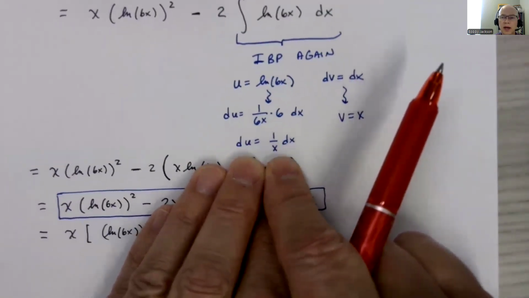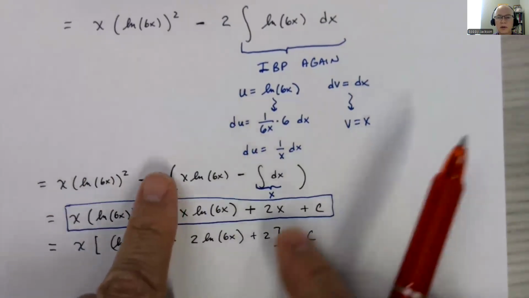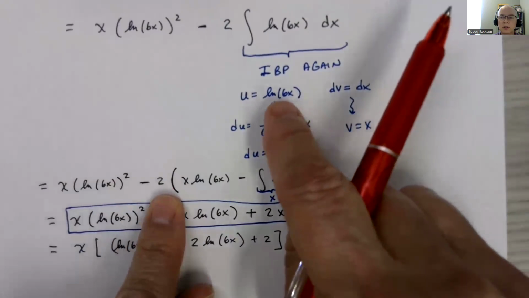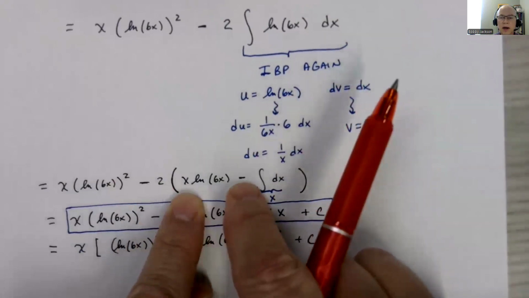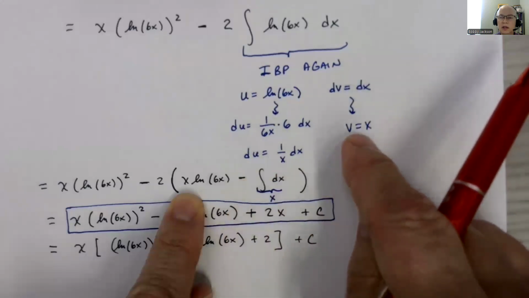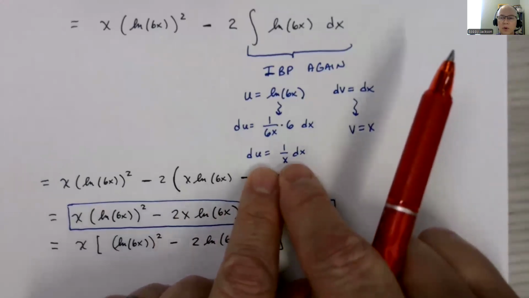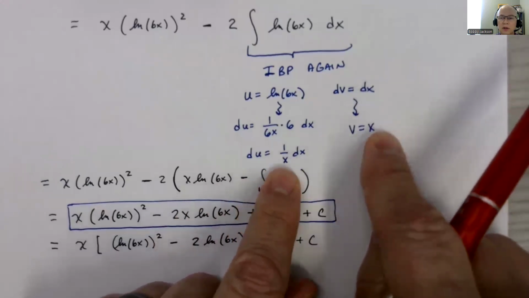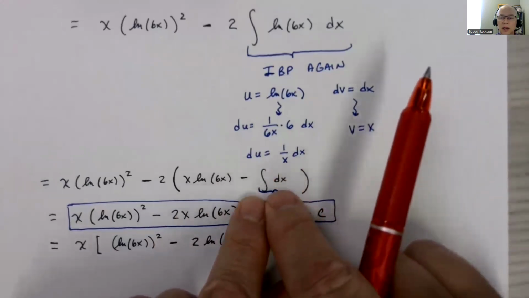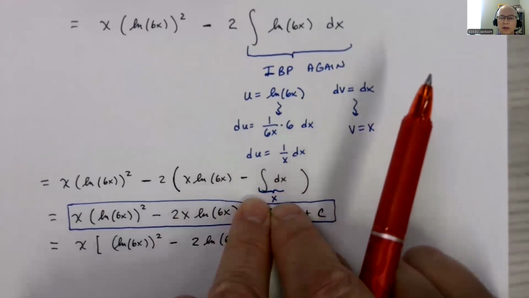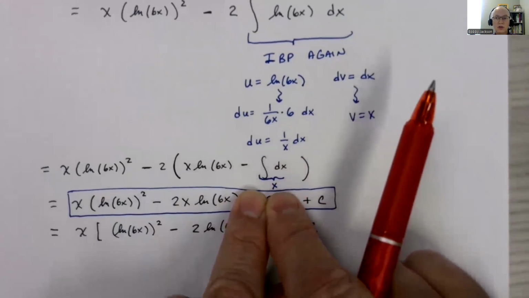So here is what I have, and so just recopying this quantity minus 2, and then in parentheses, we'll put in the integration by parts again: uv, x times the natural log of 6x, minus integral v du. And look what happens when I multiply v, x, times du, 1 over x. What's x times 1 over x? That's just 1, right? I get the integral of 1 dx. And what's the antiderivative of 1? It's just x. So this integral now we can do, and it's very easy to do.